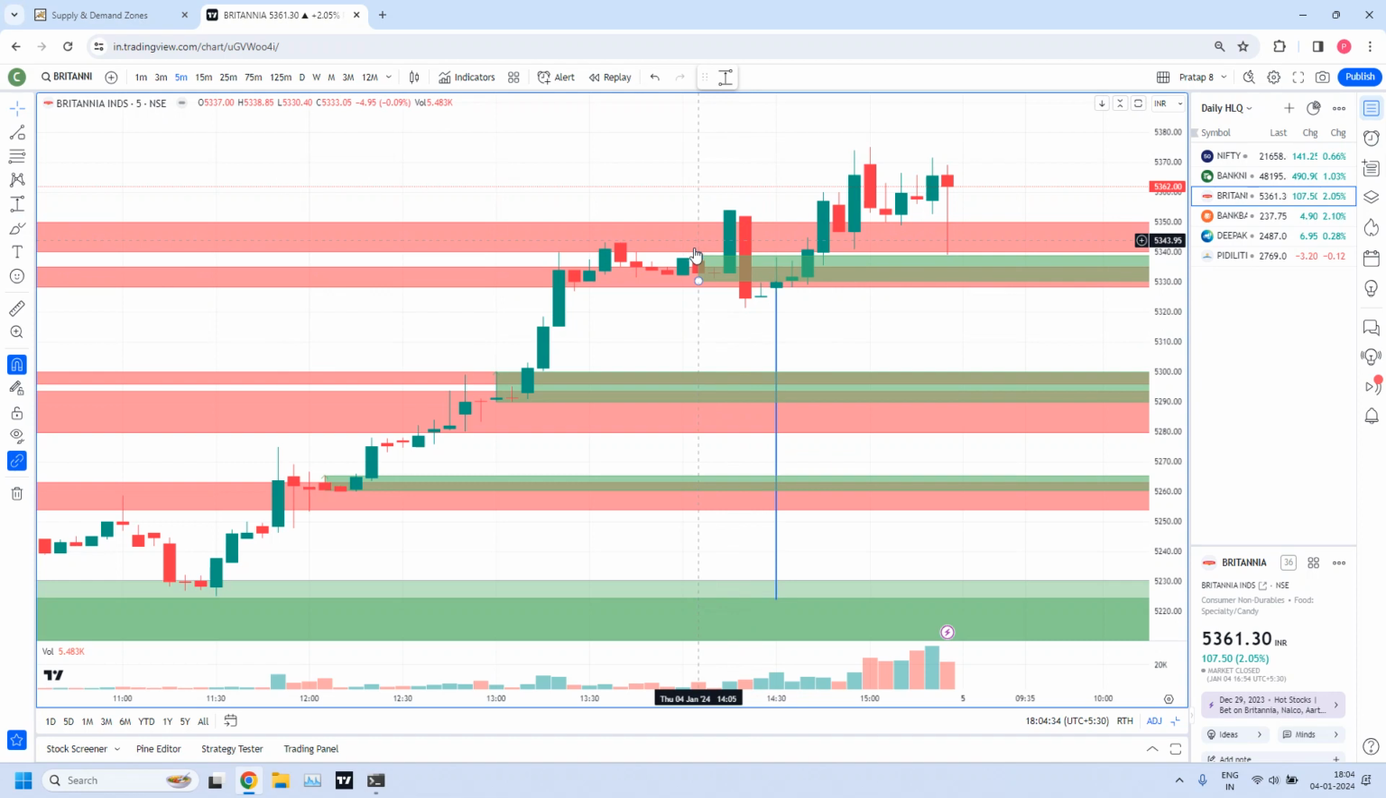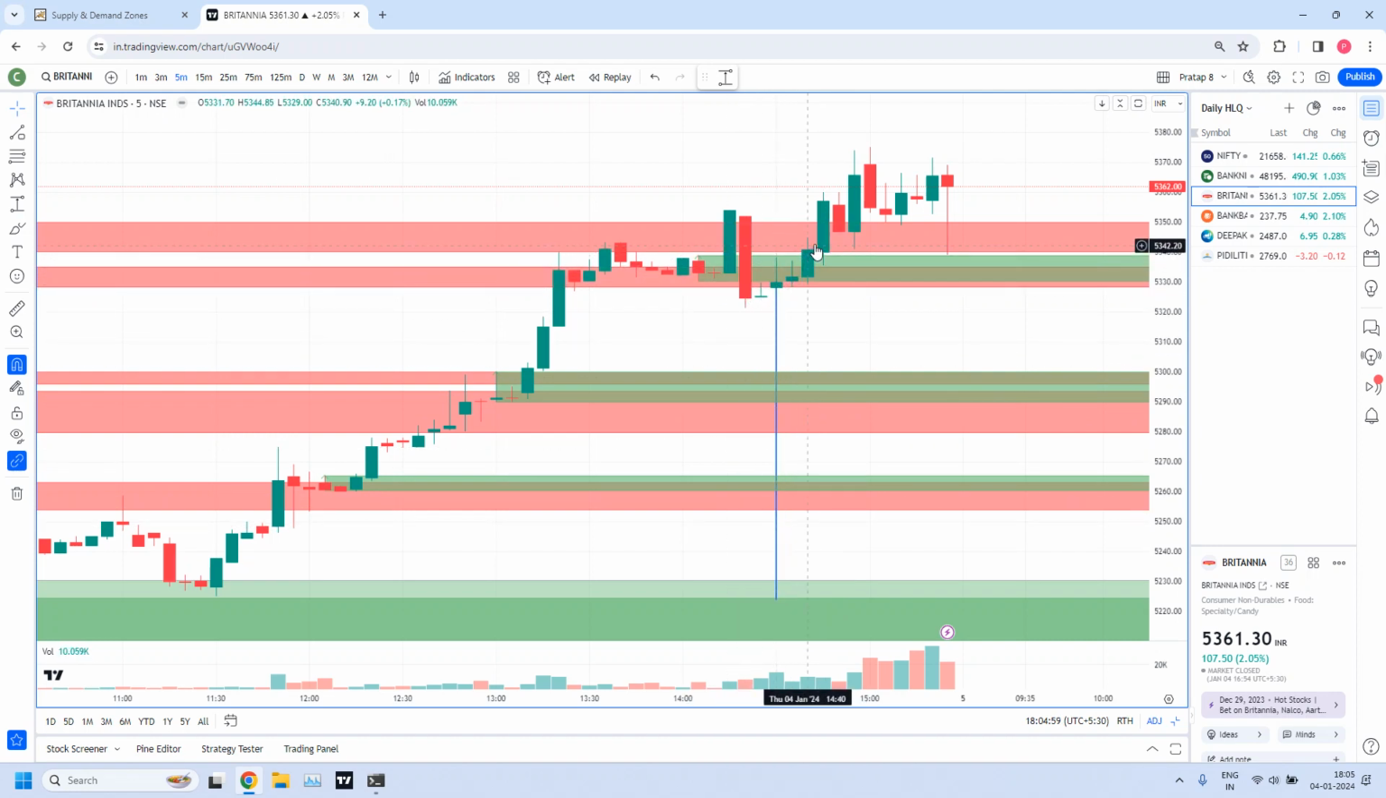Okay, now a new demand zone. Now this demand zone is violated. Now this is the point where you will exit from your short trade, the moment this 5 minutes demand zone is violated. Because it is violated, now there are chances that prices will further move down towards the demand zone. That means if you don't book, your profit margin will be reduced.